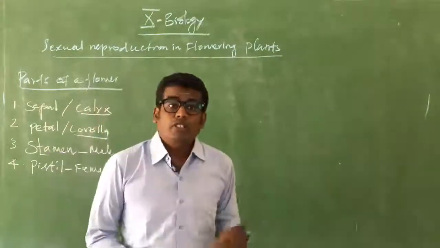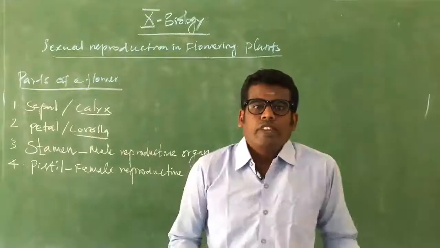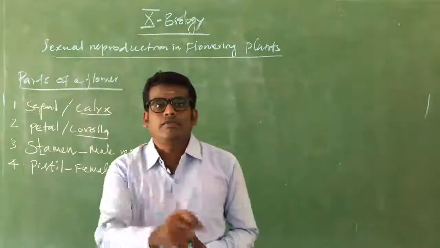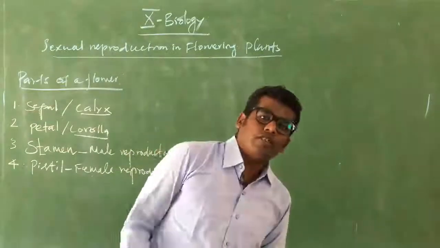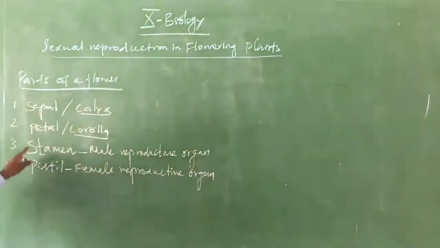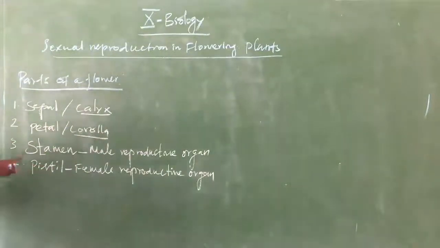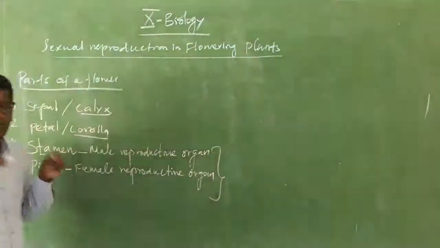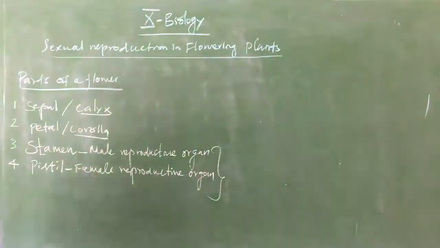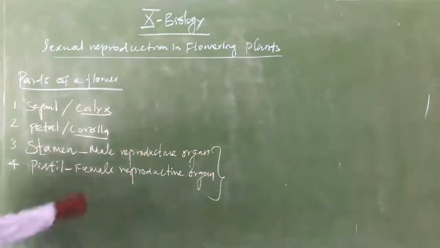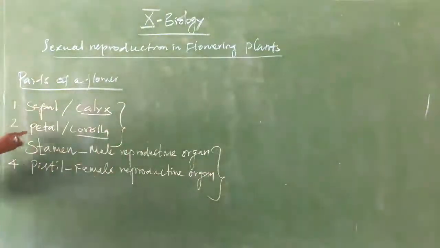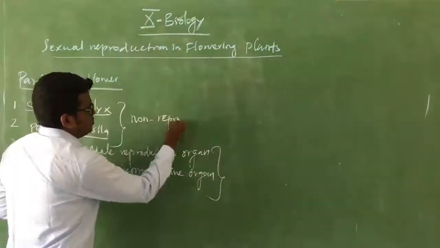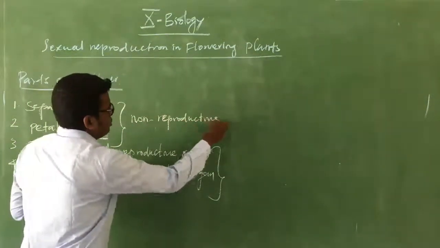Which are the vegetative parts of the plant? We have already discussed root, stem and leaf. These are the vegetative parts of the plant. The reproductive parts are the stamen and pistil. These two only are involved in reproduction. The remaining two, sepal and petal, are non-reproductive parts.